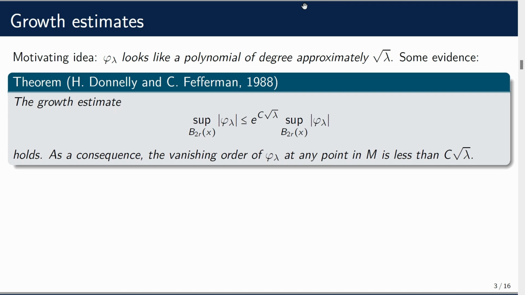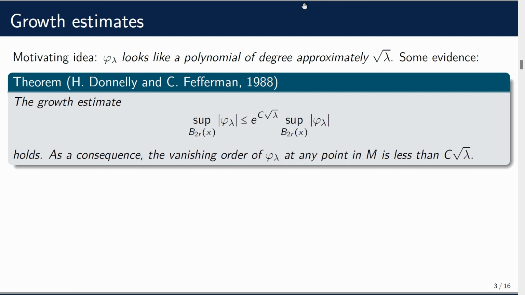So this inequality is true. As I said, it's a doubling inequality. It gives you a bound on the growth of eigenfunctions on concentric balls. An immediate consequence of this, if you go down the scales, is that the vanishing order of an eigenfunction at any point in the manifold is bounded by a constant times the square root of the eigenvalue.